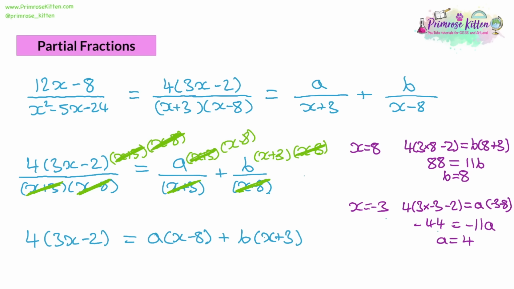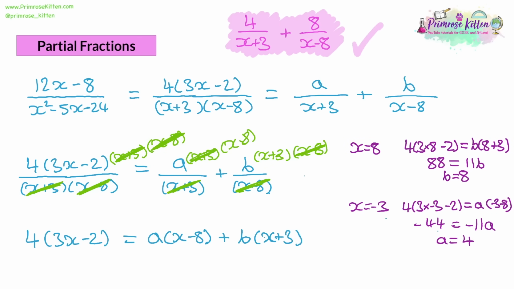So now when we go back to writing our fractions, let's write an answer. A is 4, so that would be 4 over x plus 3. And b is 8. So that would be 8 over x minus 8. So I'm just going to shade that in now to show it's our final answer. So it's highlighted in pink. This is our answer. Now, there's a few extra things here.